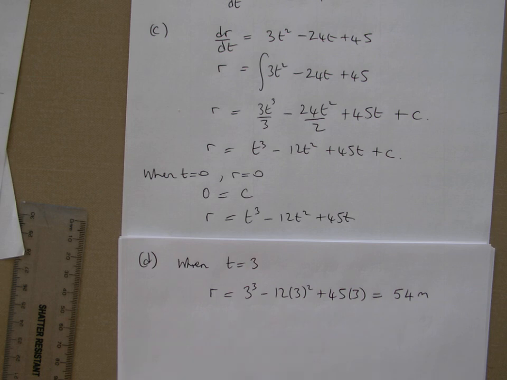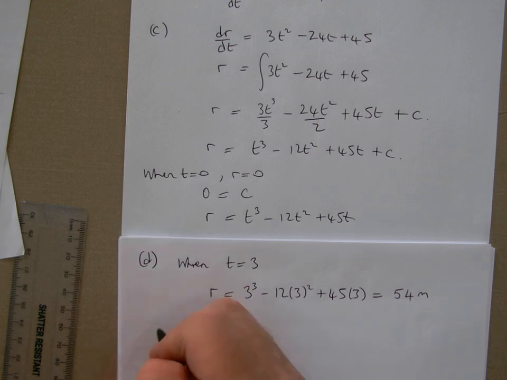Remember they're asking for the distance travelled, and I'm happy that it has travelled 54 meters. But bear in mind, at the start of the question, it says when t is 3, it comes to rest. So in the first 3 seconds, it's travelled 54 meters. Then it comes to an instantaneous stop, and then it keeps travelling again.